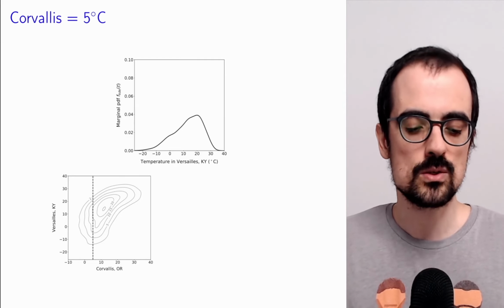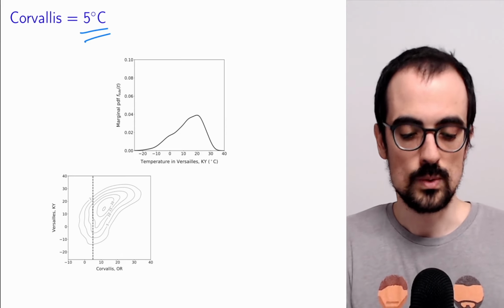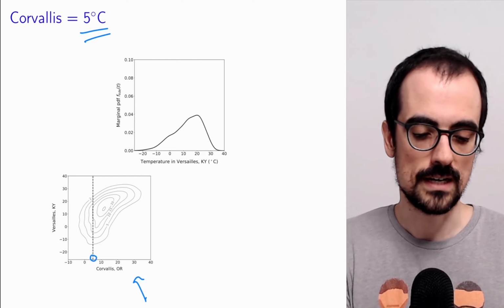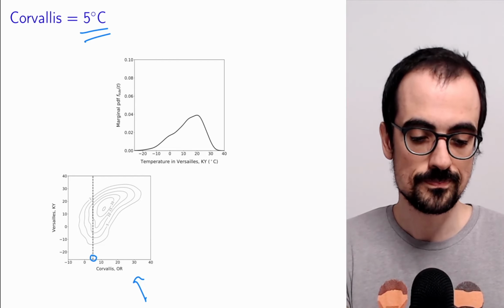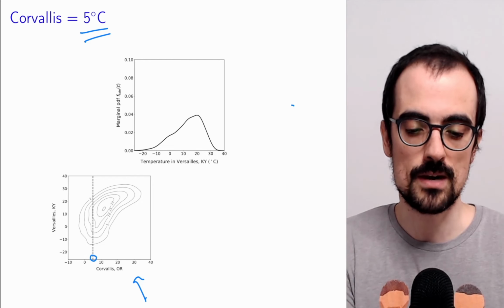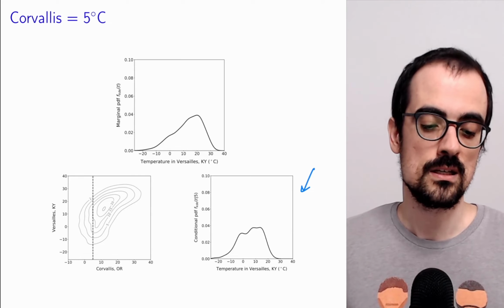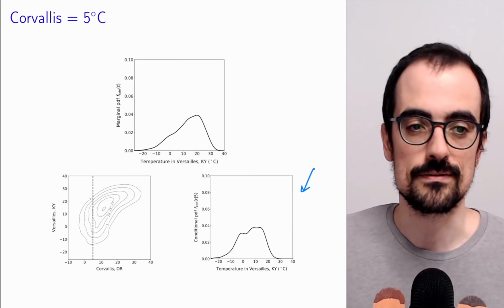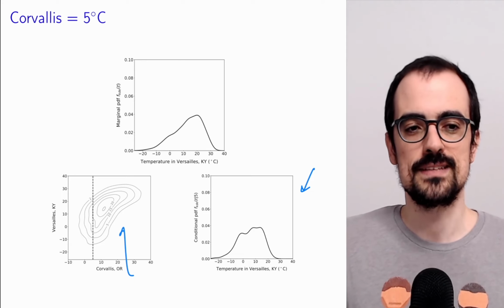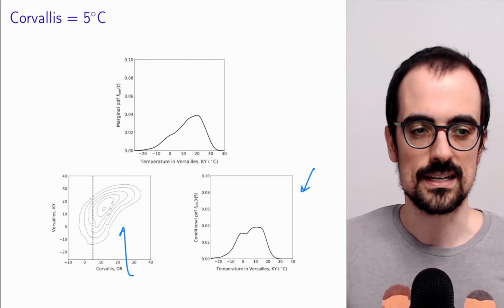Anyways, so what happens when the temperature at Kentucky is equal to 5 degrees? We slice the joint PDF here. We fix Kentucky equal to 5 degrees. We divide, we normalize appropriately. And now we're going to compare the marginal with the conditional. And we see that the marginal and the conditional are very different. And we see this from the shape of the PDF. It's clear that there is some dependence between Corvallis and Versailles.